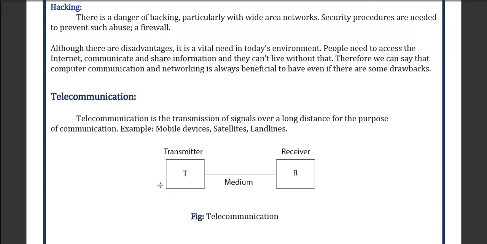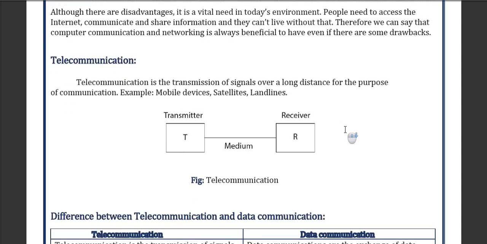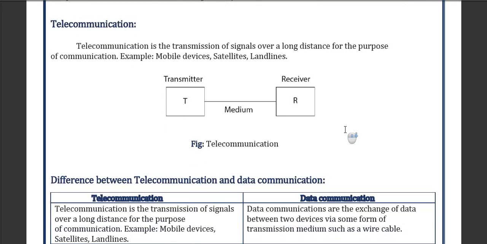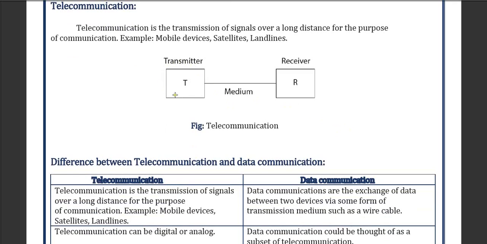Now we are in telecommunication. Telecommunication is the transmission of signals over a long distance for the purpose of communication. Examples are mobile devices, satellites, and landlines. Here are the transmitter and receiver, and the medium in between them is known as telecommunication.